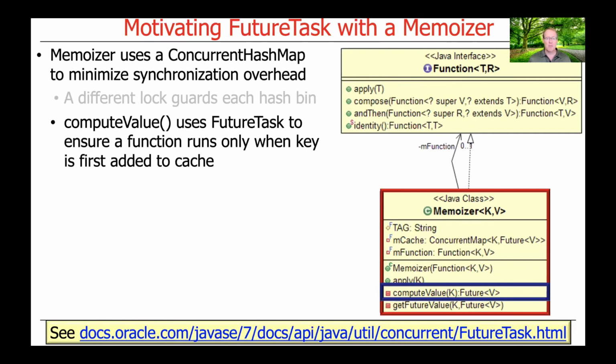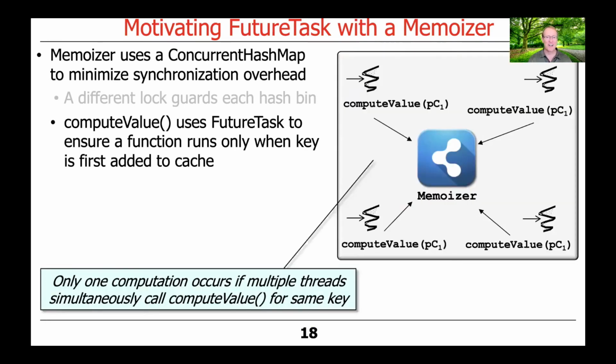This example uses a computeValue method based on FutureTask to ensure that the function runs only when the key is first added to the cache. This takes advantage of some really cool semantics of FutureTask to make all this behave properly. Why is this important? If you have multiple threads all concurrently calling computeValue on the same Memoizer at the same time with the same key, and that key doesn't yet exist in the map, then only one of those threads will actually do the computation, and all the others will simply be beneficiaries of the results of that computation.